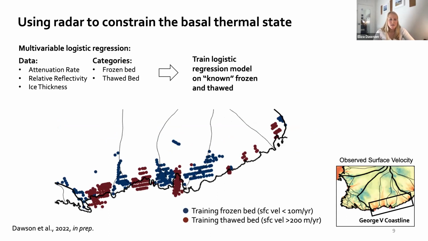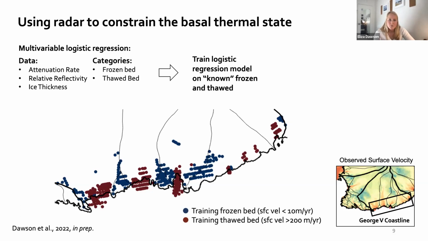And what I'm using to classify thawed and frozen here is, obviously, ice shelves have thawed beds. We also know that really fast flowing glaciers have thawed beds. So I use a velocity mask basically just to find the parts of the bed that are really fast flowing. And then on the opposite end, I can assume that the really, really slow flowing areas between these glaciers probably have a frozen bed. So I use this data to train my model.